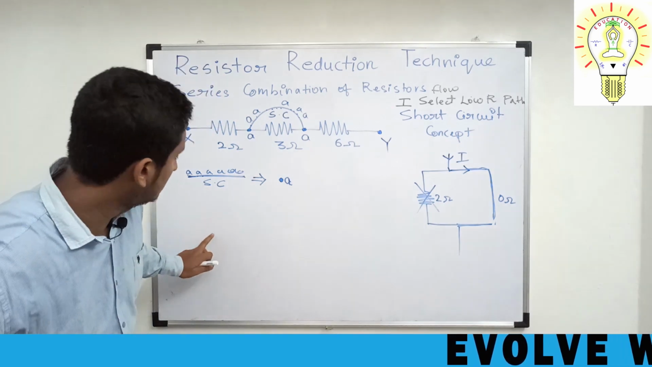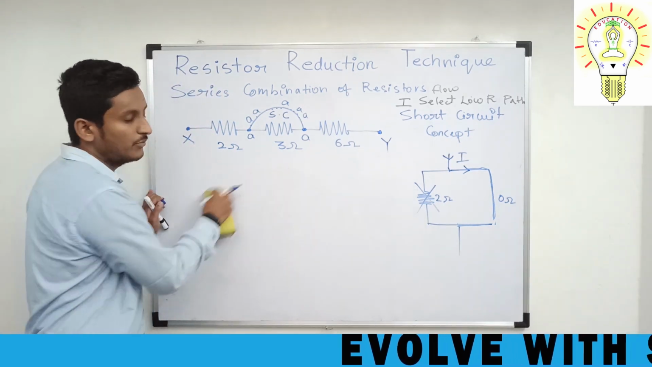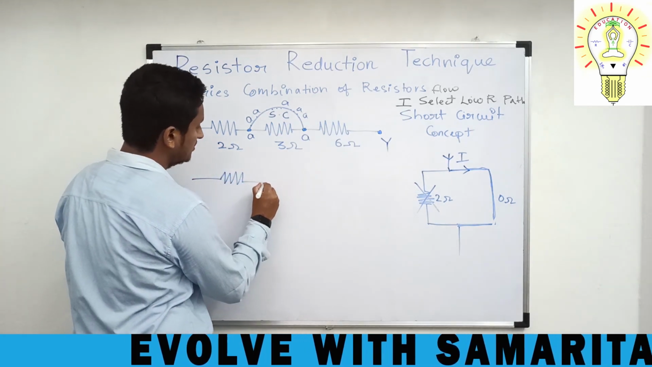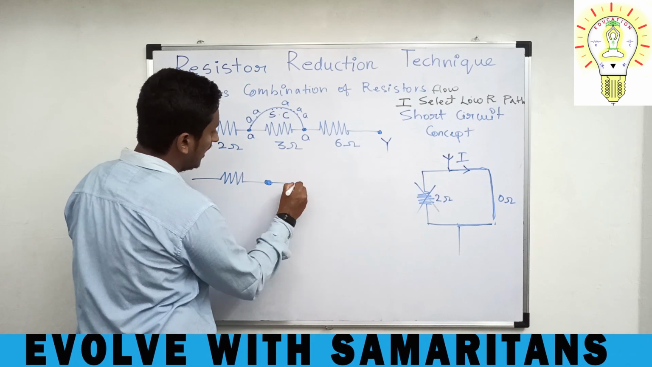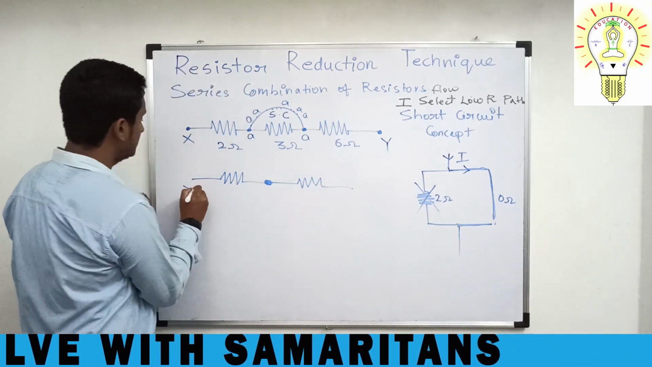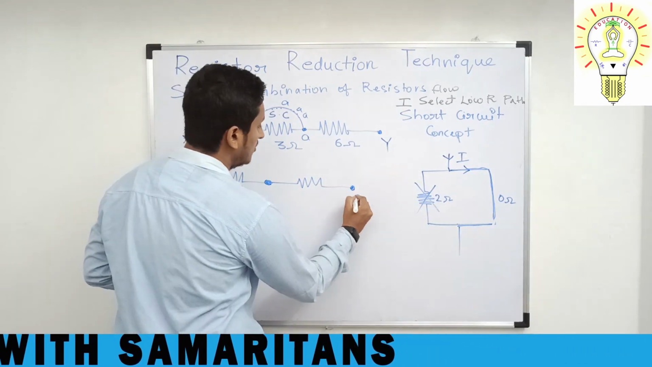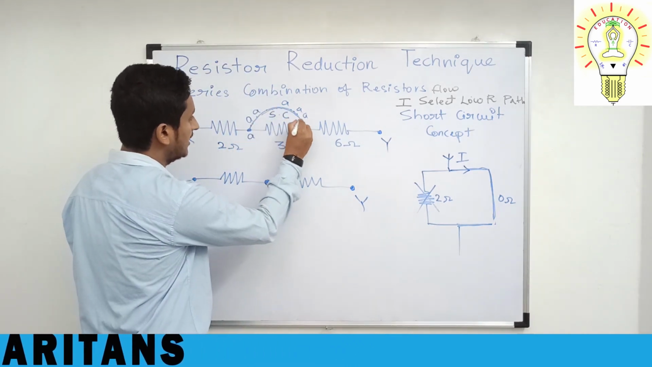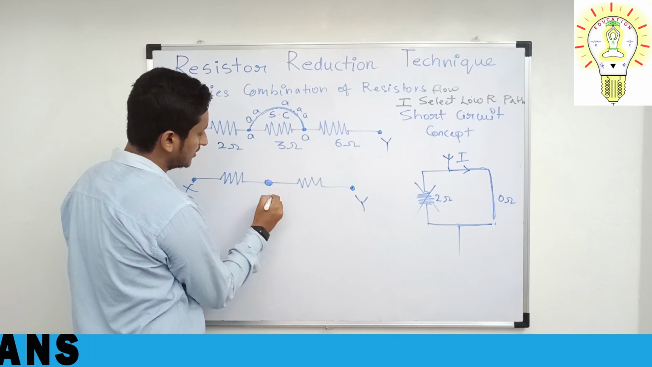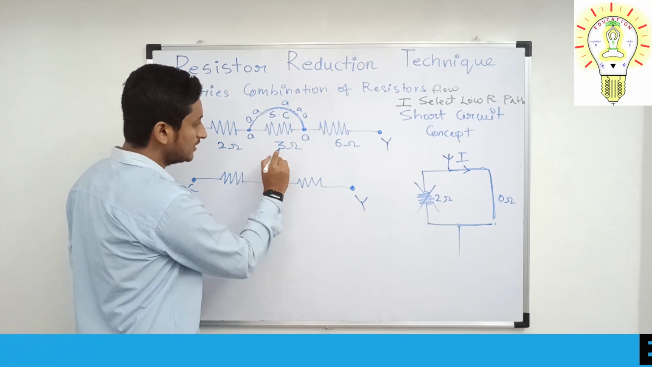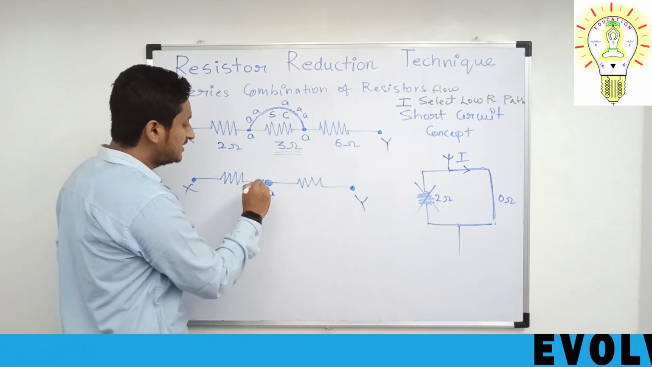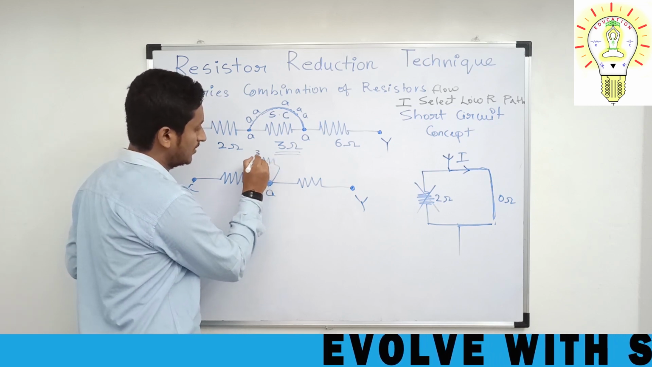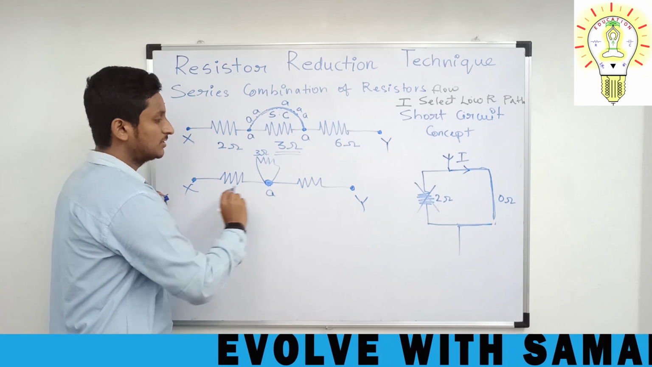So let me erase this and show you exactly how it would be. Now look at this. This is 2 ohms. I have to draw this A. I have to draw this resistor. This is X. This is Y. Now where is this path? This entire short circuit path is now replaced with a single dot. This is A. Now where will this 3 ohm resistor go? This 3 ohm resistor will be like this. Okay. So this is how the figure will be.